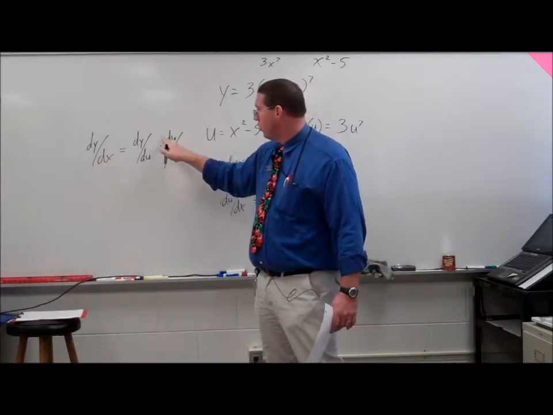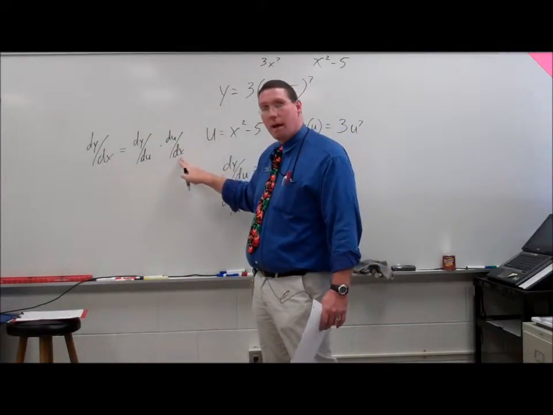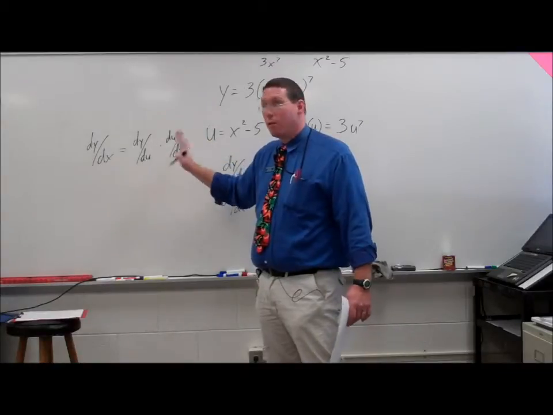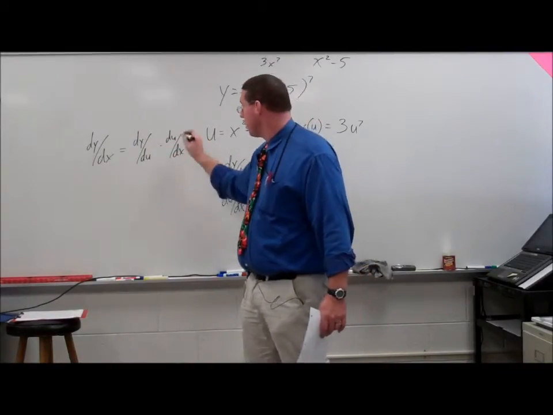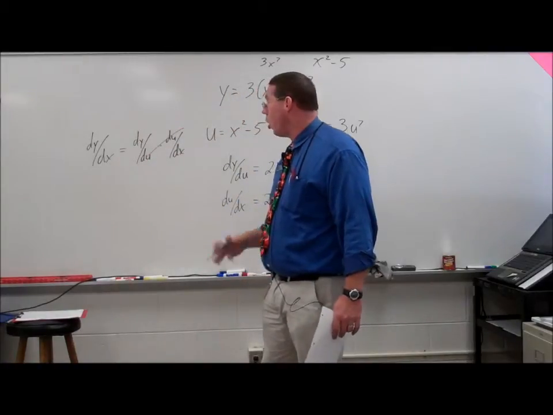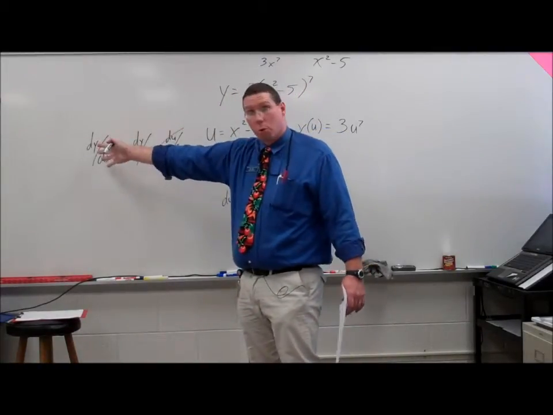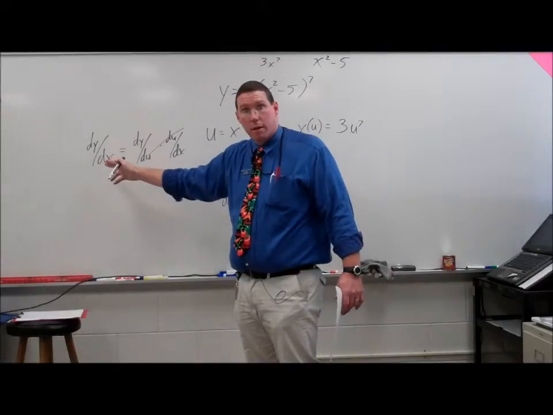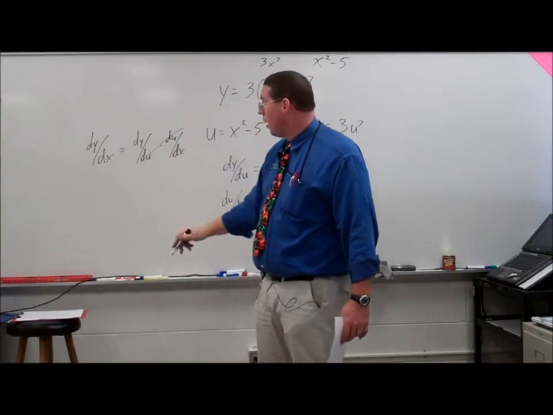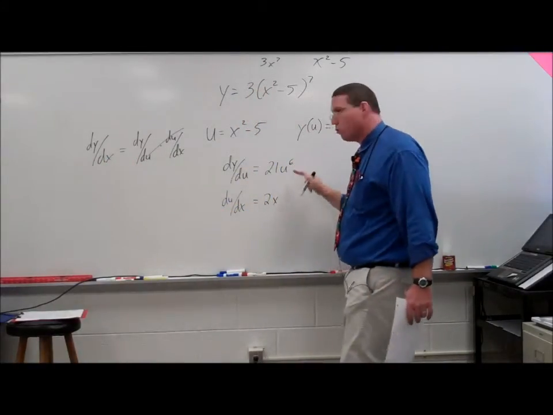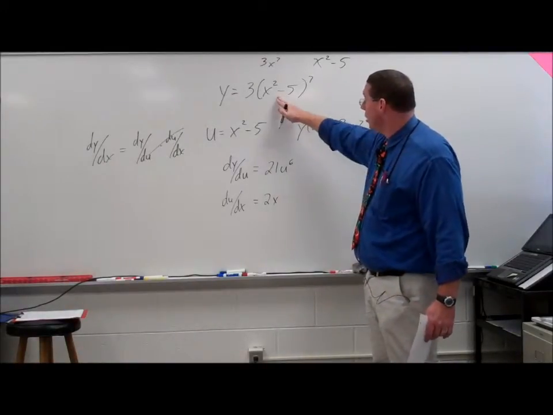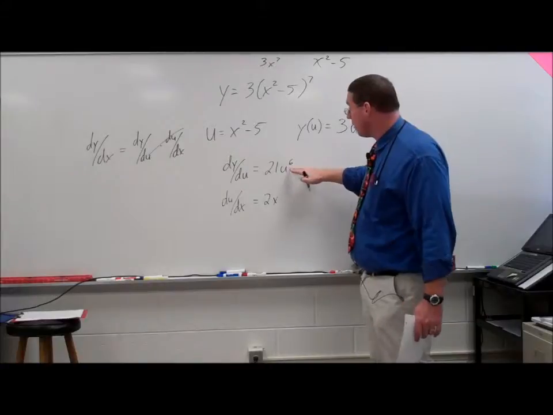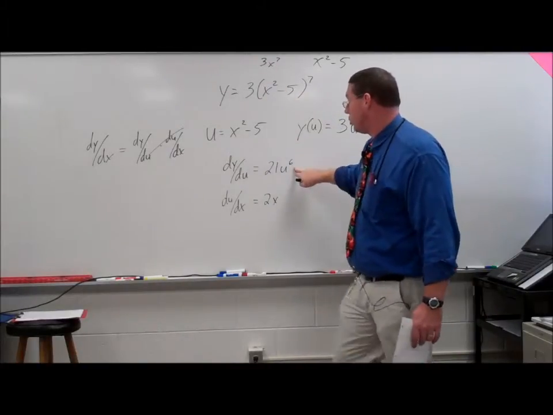Because we got a du in the numerator and a du in the denominator, they cancel, and all we have left is just dy over dx, because these cancel out. And that's what we're looking for, right? dy dx. All we had to do to get dy dx is multiply these two derivatives times each other: the derivative of the inside function times the derivative of the outside function.